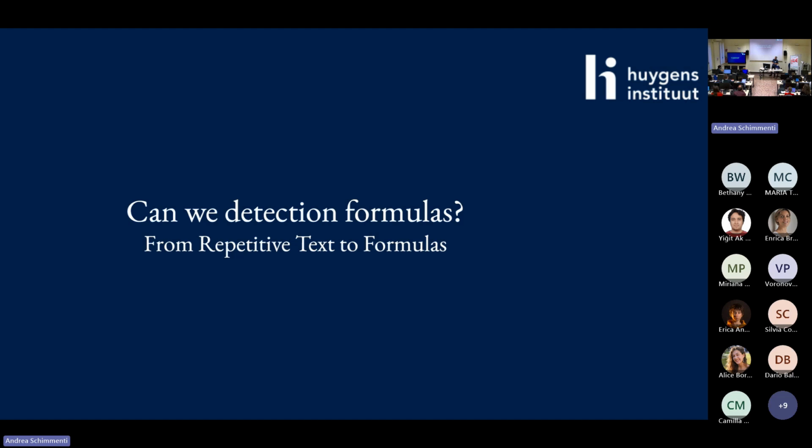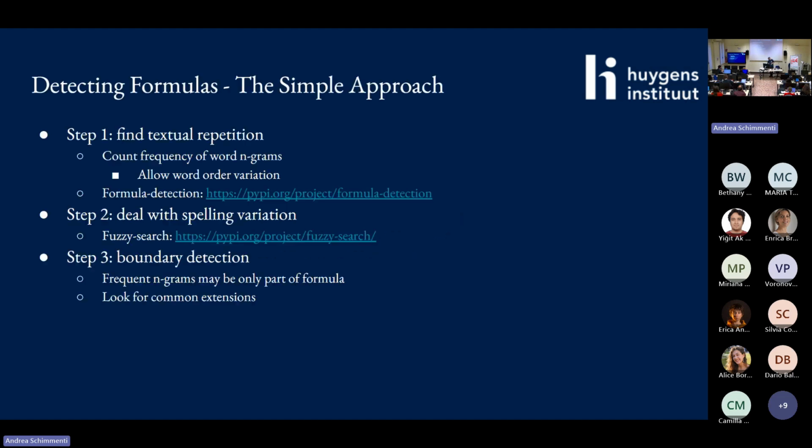So we have repetitive text. Now we want to identify the actual formulas themselves. So how can we do that? We have a, again, relatively simplistic approach. We start from the same idea: we have these word n-grams, and we just count how often they occur.